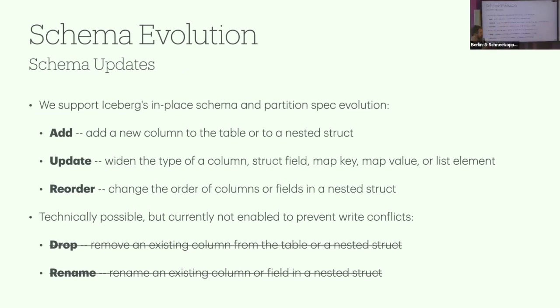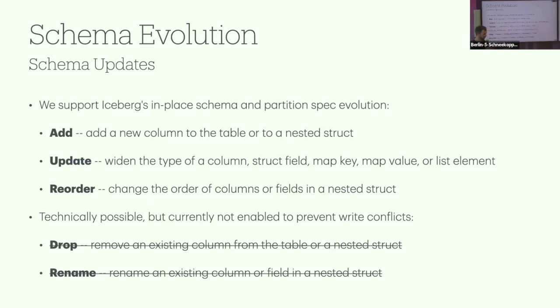So what kind of updates do we support? We support basically everything that Iceberg also supports. But we want to be non-breaking. That's why, at the moment, we just support adding new columns, updating or widening the type, adding any non-breaking updates, adding new fields to a struct, and reordering. We don't allow dropping columns or fields, and we don't allow renaming. Renaming we cannot actually do because we identify by name.